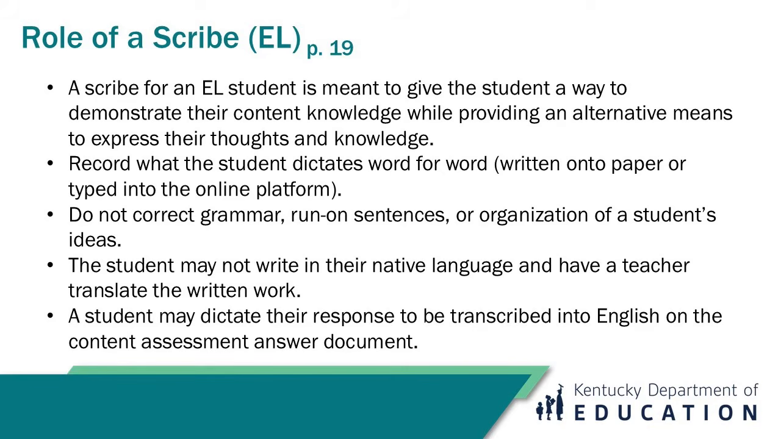A student may not write in their native language and then have a teacher translate the written work into the test in English. However, the student may dictate their response in their native language to be transcribed into English on the answer document.